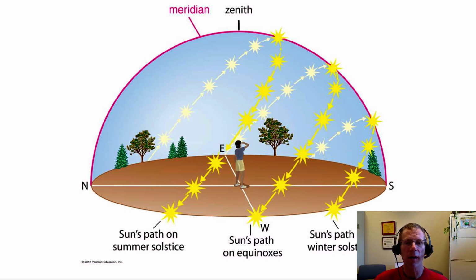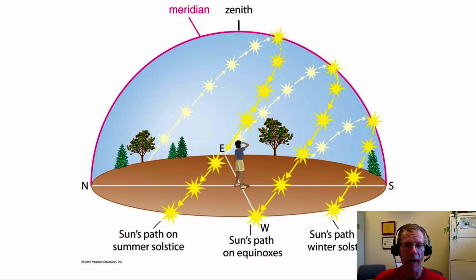In the wintertime, the sun rises south of east, doesn't get very high in the sky, and sets south of west. So notice throughout the year the sun rises in the eastern part of the horizon and sets in the western part of the horizon, but only 2 days of a year does it rise due east and set due west.